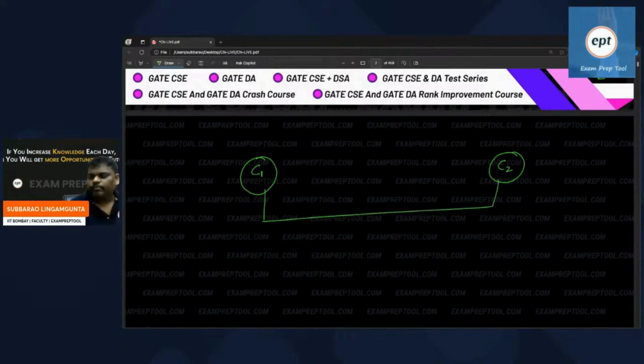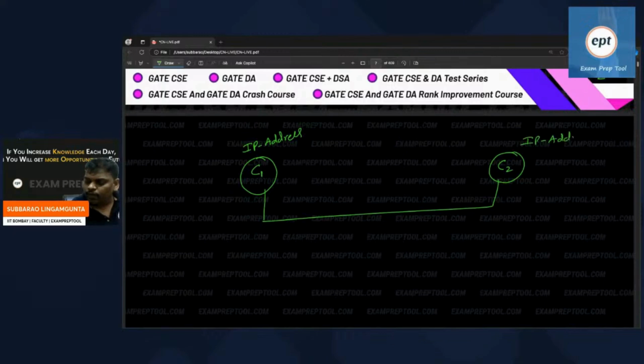if two computers want to communicate, there is a requirement of an IP address. Suppose this is one computer, and this is another computer. These two computers want to communicate through the internet. There is a requirement of one IP address here, and one more IP address here.